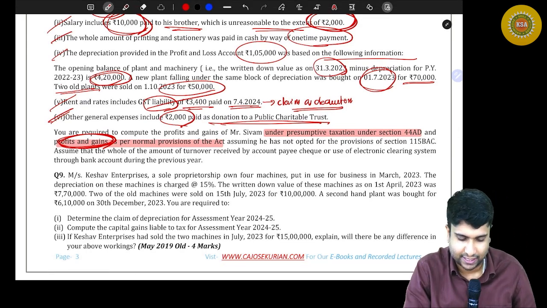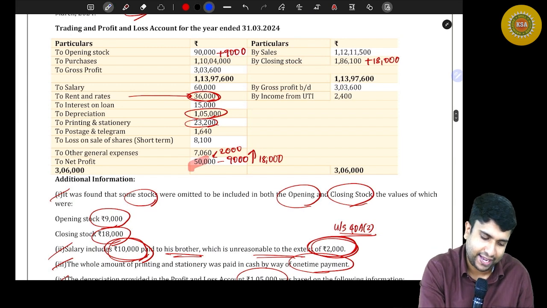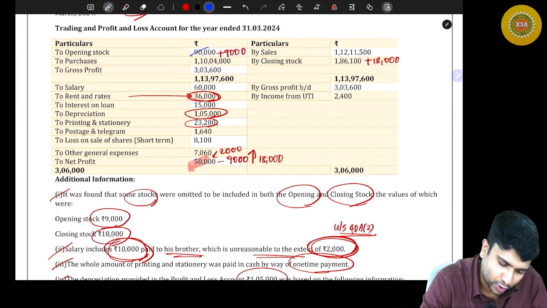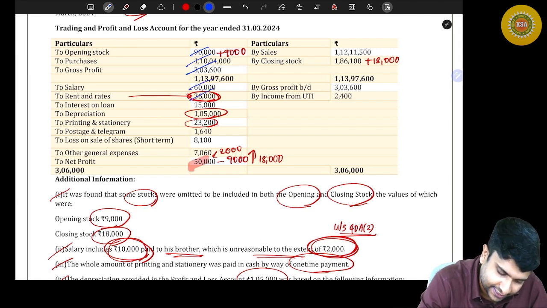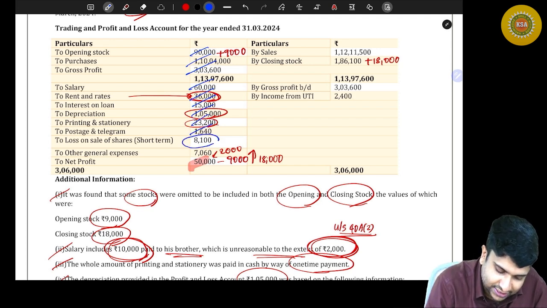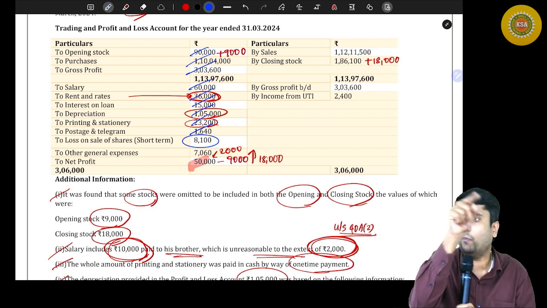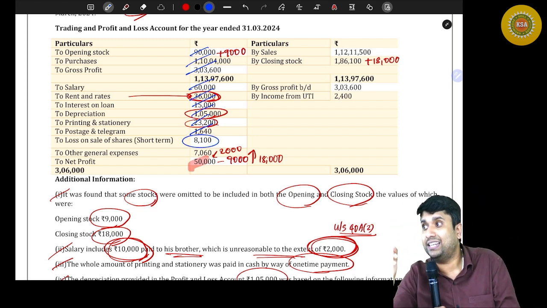That public charitable trust. Now you have to have an analysis on your P&L account. Opening stock is there, no problem. Purchase is there, no problem. Gross profit is there, no problem. Salary is there, no problem. Rental rates already adjusted. Interest on loan, no problem. Depreciation already adjusted. Printing and stationery already adjusted. Postage and telegram, no problem. Loss on sale of shares, there is a problem. What is the problem? It is under capital gain, not under PGBP.